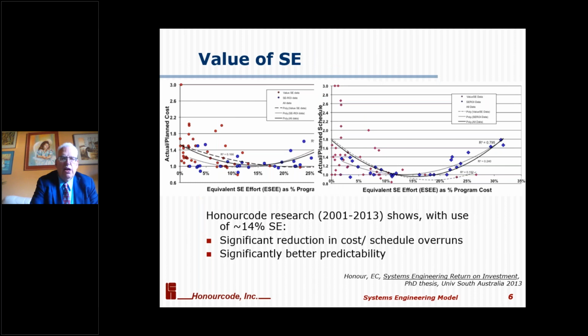This view graph shows Eric Honour's doctoral research on showing the value of system engineering. It turns out around 14% of the project development program effort is system engineering. You'll have the best planned and actual delivery compared for cost and schedule. What it shows is that if you don't have enough system engineering, over on the left side of the slide, you show both cost and schedule growth. And if you have too much system engineering, it also can create problems, because you have too many chiefs and not enough Indians to do the work.